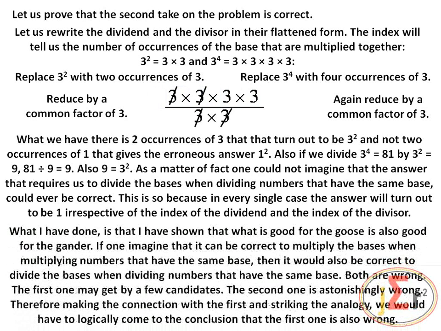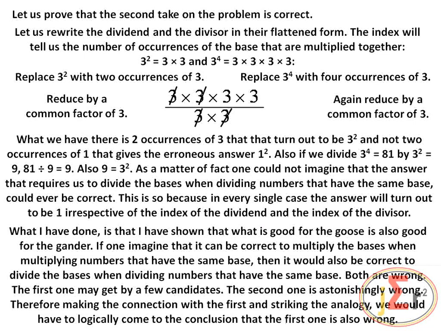What I have done is that I have shown that what is good for the goose is also good for the gander. That is what I am making use of. If one imagines that it can be correct to multiply the bases when multiplying numbers that have the same base, then it will also be correct to divide the bases when dividing numbers that have the same base. Both are wrong. The first one may get by a few candidates. The second one is astonishingly wrong.